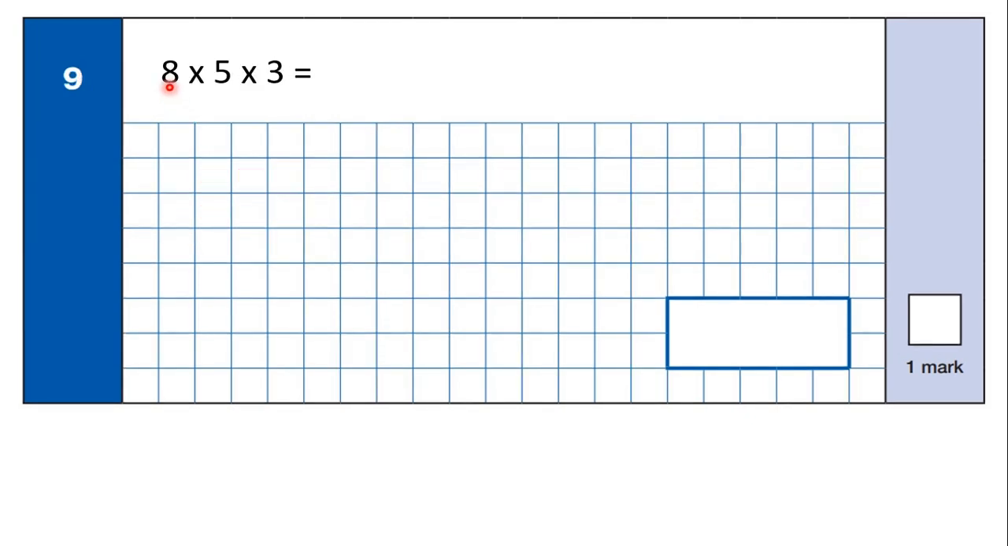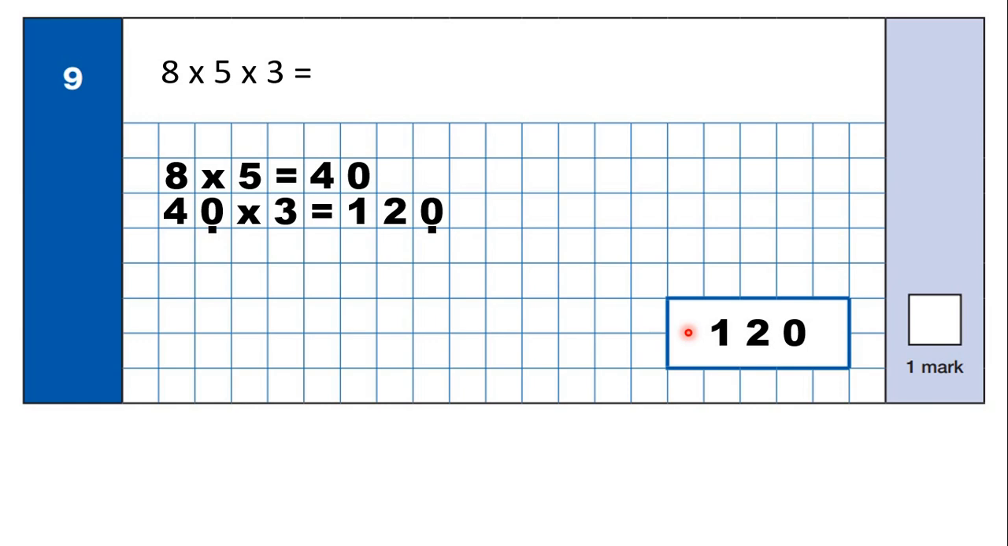Question 9, 8 times 5 times 3. You can multiply numbers in any order, but if we start with 8 times 5, we get 40, and then we need to multiply that 40 by the last number in our question, so we need to work out 40 times 3. That gives us 120, because 4 times 3 is 12, and if we have one 0 in the question, we need one 0 in the answer as well. So 8 times 5 times 3 is 120.